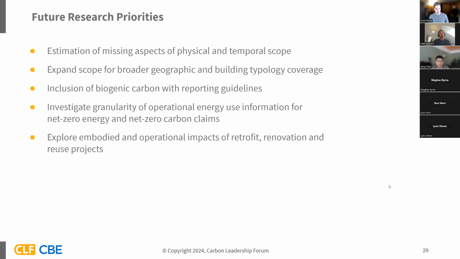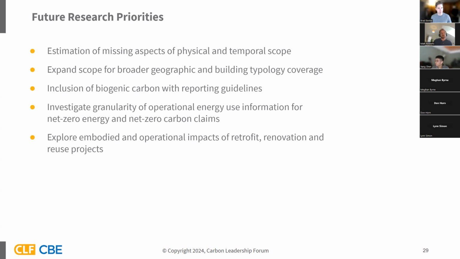So what's really exciting about the scope of work is that it really highlights all of the fun, interesting, exciting things that we can look forward to and look into further to help everybody decarbonize the built environment. So some of the future research priorities that we feel are important include the estimation of the missing aspects of both the physical and temporal scope.